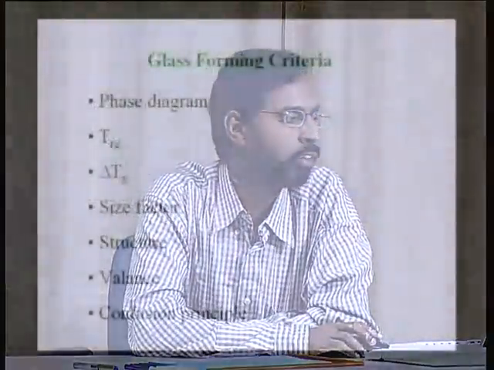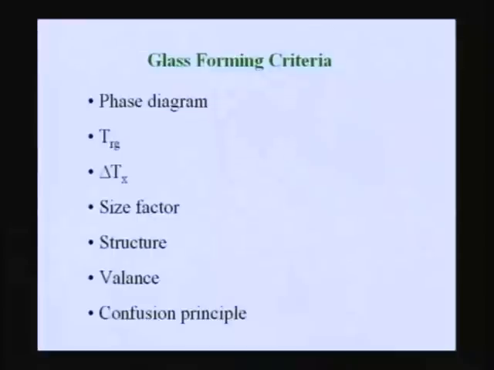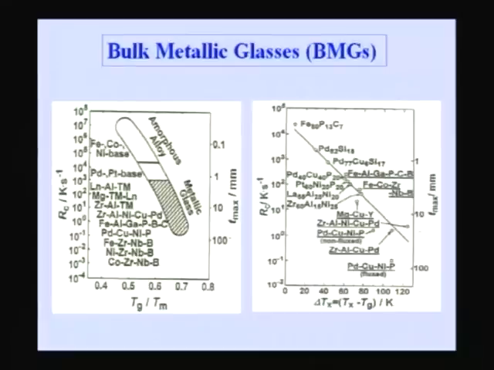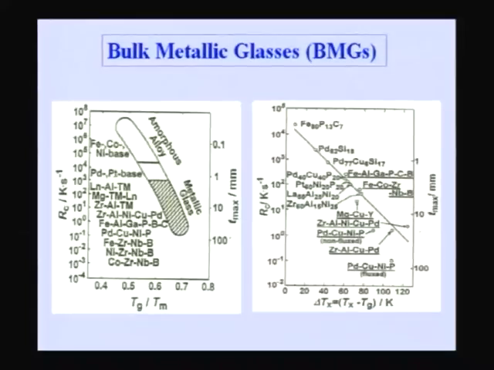In the last class we were talking about various glass forming criteria. We talked about the criteria based on the phase diagram, and we also talked about the criteria based on what is called the Tg and Tx, for example Trg and delta Tx, and we tried to look at how we classify glasses into bulk glasses and conventional glasses based on these two criteria. One is called the Trg, which is Tg by Tm, and another is the delta Tx.